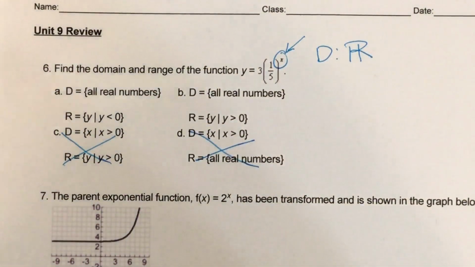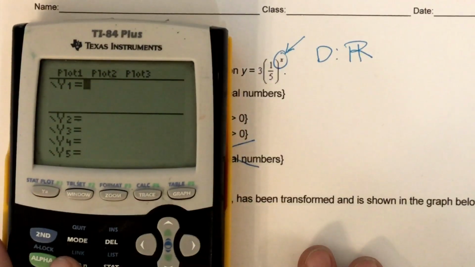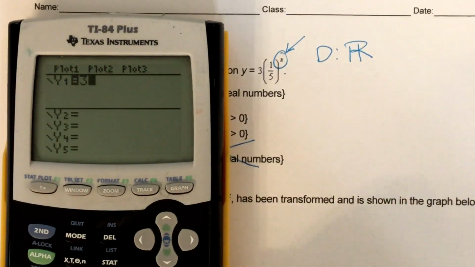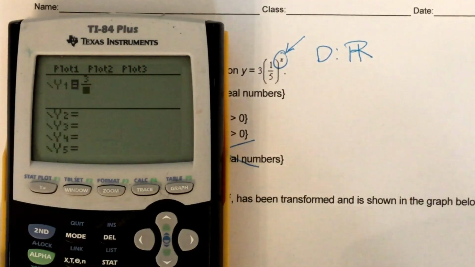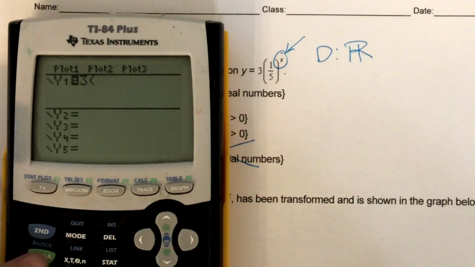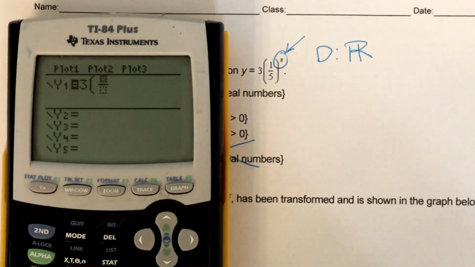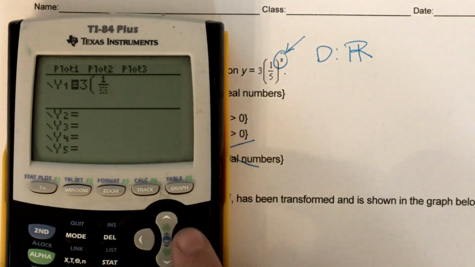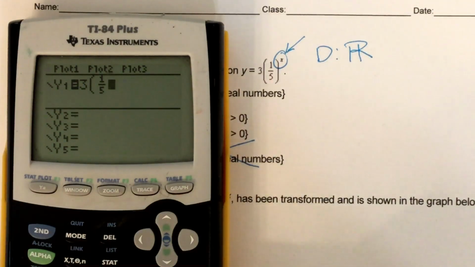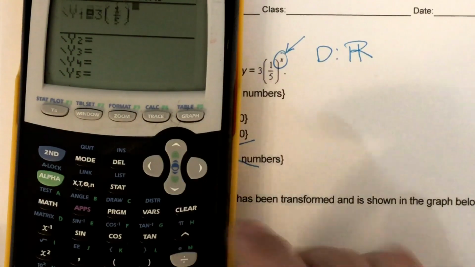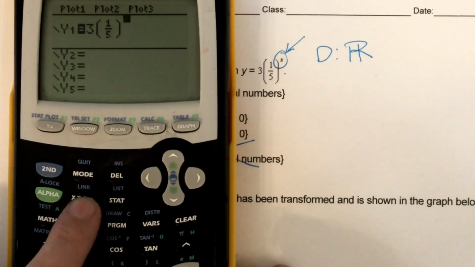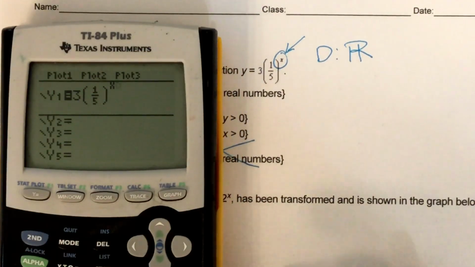Now, I'm going to graph it just so we can have a visual. So I'm going to go to y equals. I'm going to type my 3. Alpha y equals, oh, I probably wanted a parentheses there. Get rid of that. Okay, 3 parentheses, alpha y equals, enter. 1 on top, arrow down, 5 on bottom, right arrow out of it. Close the parentheses. Raise it to the power of x. That guy right there.